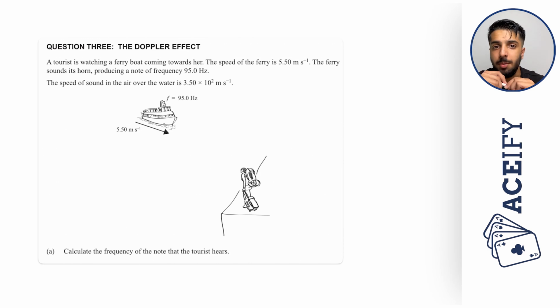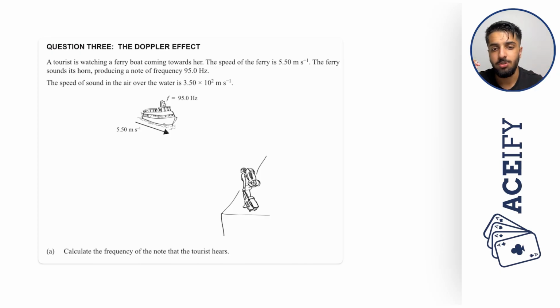Okay, question 3. A tourist is watching a ferry boat coming towards her. The speed of the ferry is 5.5 meters per second. The ferry sounds its horn, producing a note of 95 hertz. The speed of sound in air over the water is 350 meters per second.